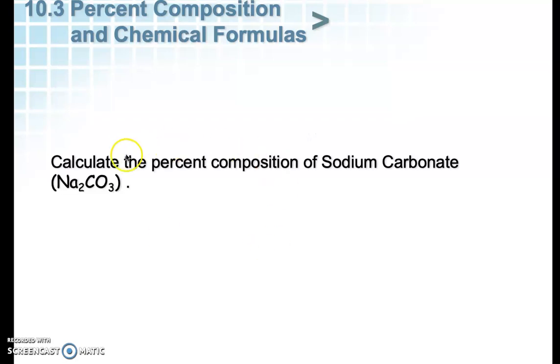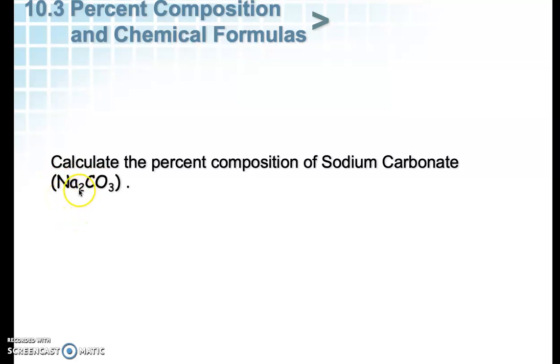Okay, so for the first one, calculate the percent composition of sodium carbonate. So here's the formula, Na2CO3. Find the total mass. There's 2 moles of Na, 1 mole of carbon, 3 moles of oxygen. On the periodic table, how much does sodium weigh? How much does carbon weigh? How much does oxygen weigh?